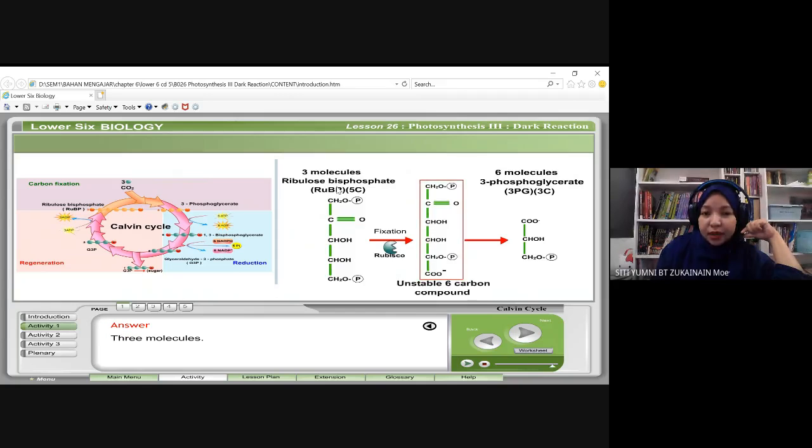So 3 molecules of carbon dioxide will fix with RuBP. What is the enzyme that catalyzes this reaction? If you can see there, it is rubisco, ribulose bisphosphate carboxylase oxygenase. So you can call this enzyme rubisco. Yes, you can write this enzyme with this name only, rubisco.